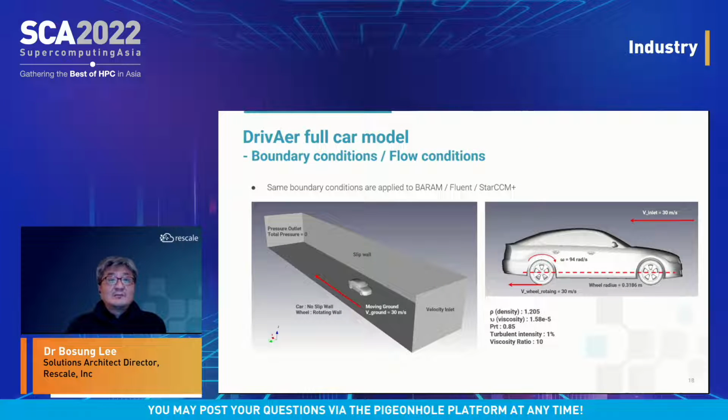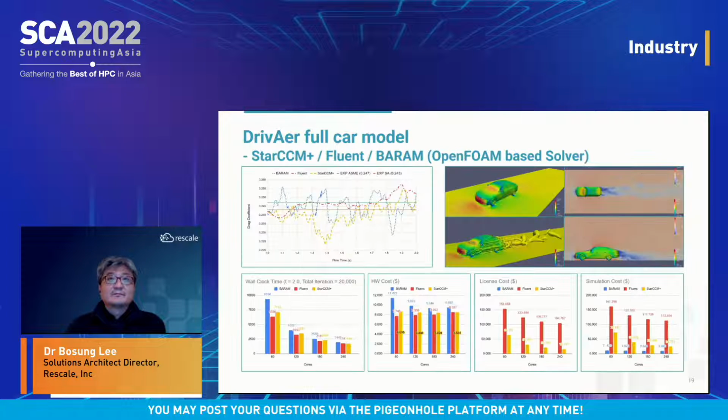This is the boundary condition and the flow condition for the comparison. In this slide, the comparison result is shown. The upper left graph shows the drag coefficient compared to the experimental result. This is independent of the simulation cost, but the simulation accuracy was compared. In all three solvers, the range of drag coefficient is similar to the experimental result.